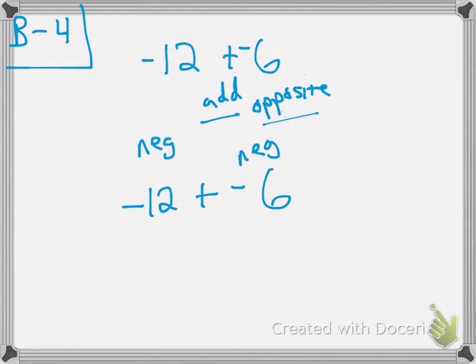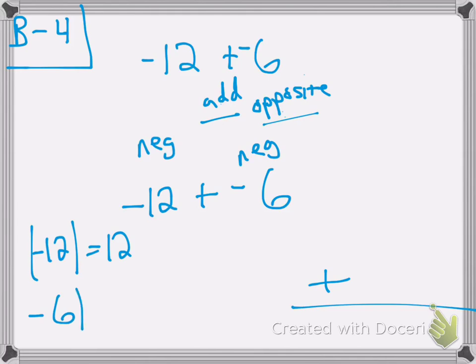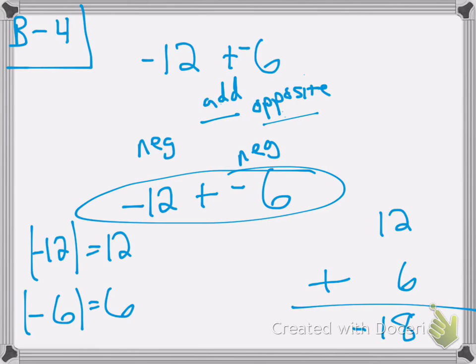They're both negative, so we know we're just going to straight up add. So we get the absolute value of negative 12, which is 12. The absolute value of negative 6, which is 6. 12 plus 6 is 18. And we keep the sign, which they were both negative, so we keep the sign: negative 18. Okay.